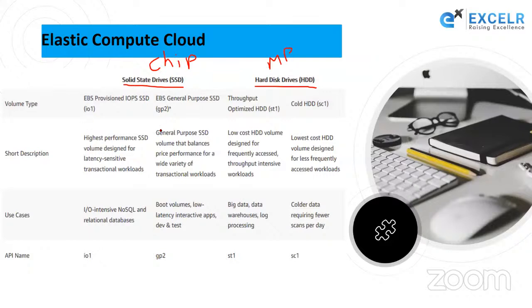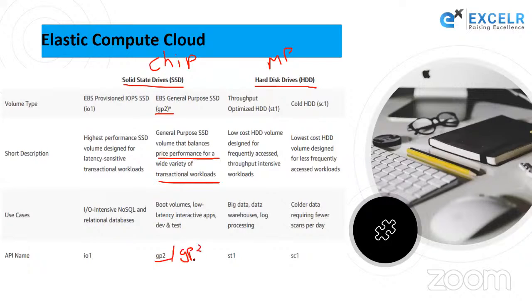Now there are types, as I told you. GP2 and GP3 are called general purpose SSD. They will give you a balance of price and performance for a variety of workloads. It is ideally used for a boot volume or low latency interactive apps. The names are GP2 and GP3.